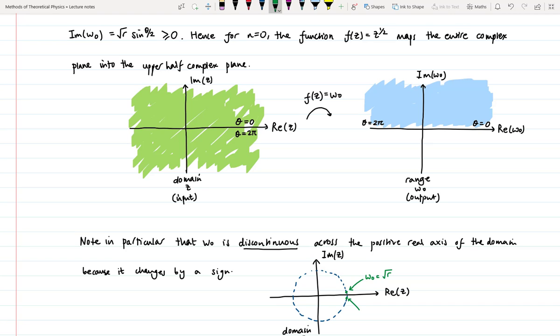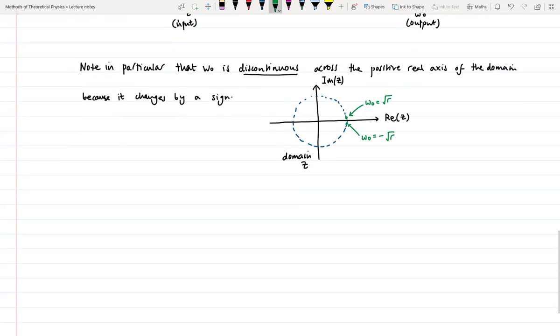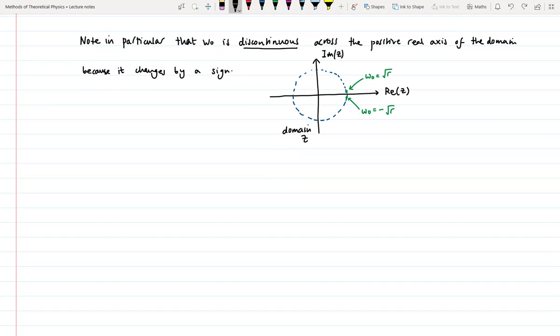well, now theta has gone from 0 to 2 pi, but the value that our function returns is minus the square root of R. And hence we have a discontinuity of 2 times the square root of R across the positive real axis. Let's now look at some properties of the function w when the label n equals 1. In other words, we've already made one full circuit around the origin in the complex plane for our input.